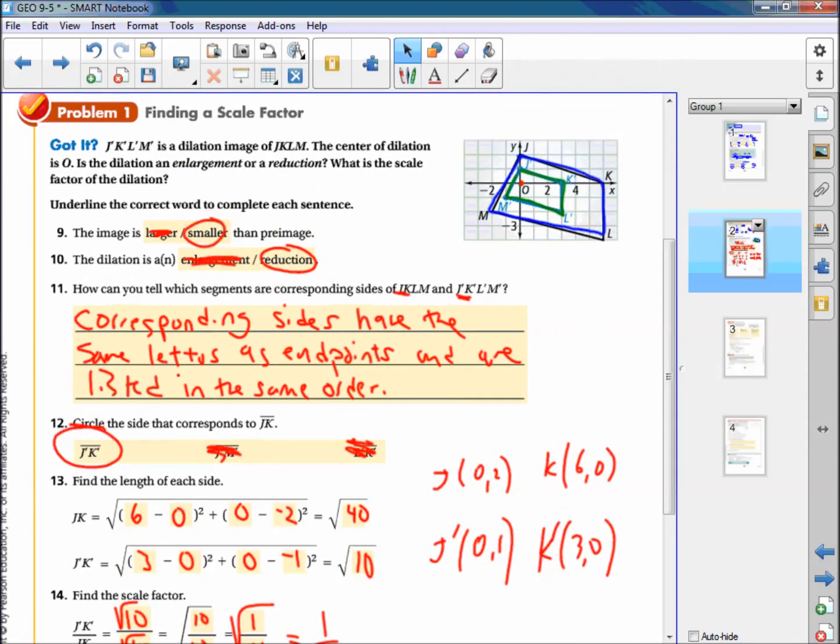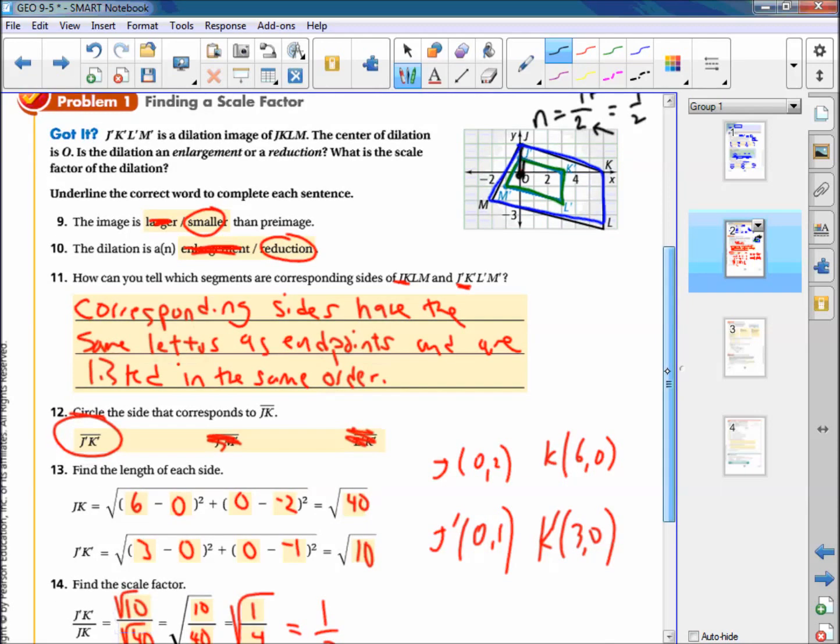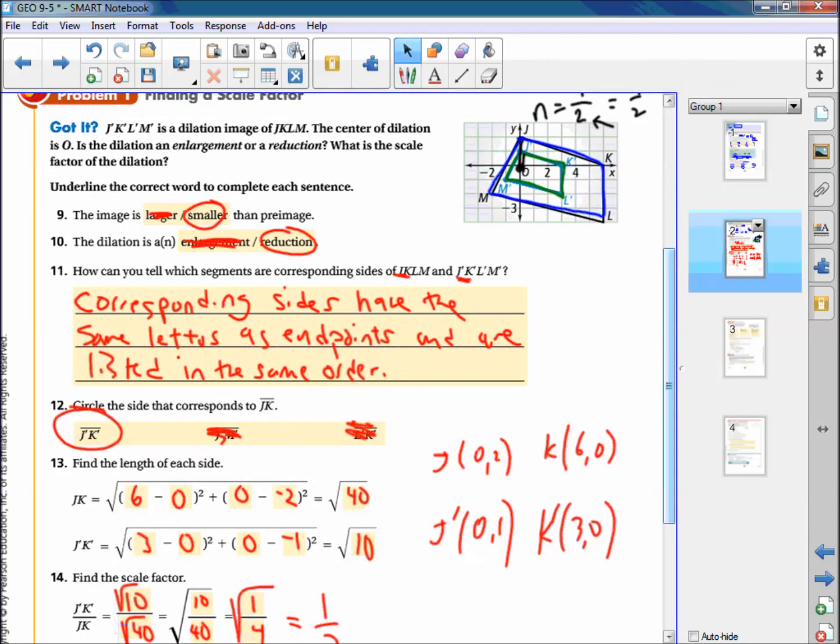Remember we said very back in the beginning of the problem, the distance from the center of dilation to J was 2, and the distance from the center of the dilation to J prime was 1, and our scale factor should be the new distance divided by the old distance, which is just 1/2, which is just what we found. So you can use the distance from the center out, or you can measure two of the sides and find the scale factor that way, comparing the two sides.